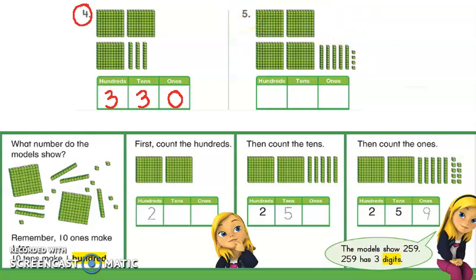Alright, so for number 5, how many hundreds do you find? We see 1, 2, 3, 4 flats. So that will be 4 hundreds. How many tens do we see? 1, 2, 3, 4, 5 tens, or longs, 5 longs. And we see 1, 2, 3, 4 ones. Alright, and there we see our numbers.